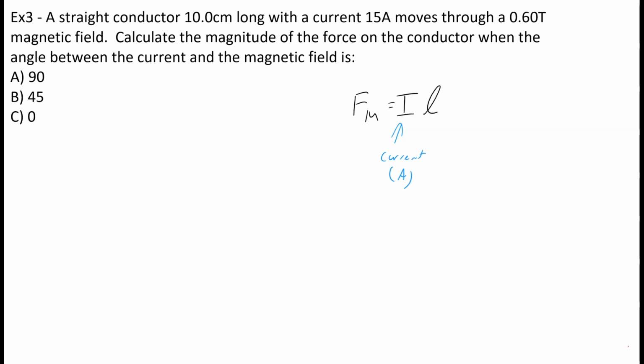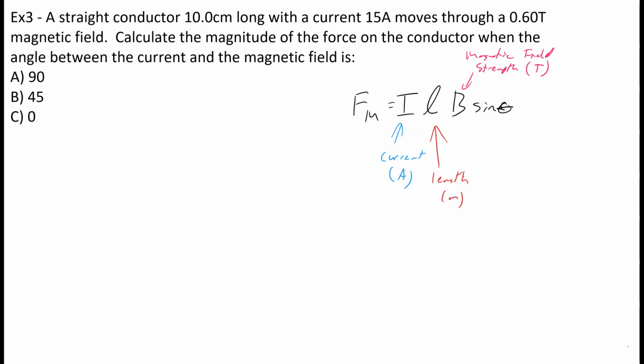And current, as a reminder, is measured in amps. We also have to look at the length, so the length in meters of the conductor. We also need to keep in mind the B, which is the strength of the magnetic field. And remember, that's in our new units of Teslas. And we need to make sure that the movement of the current and the magnetic field strength are 90 degrees away from each other. So sine of the angle.